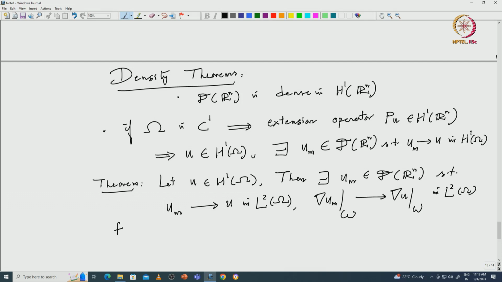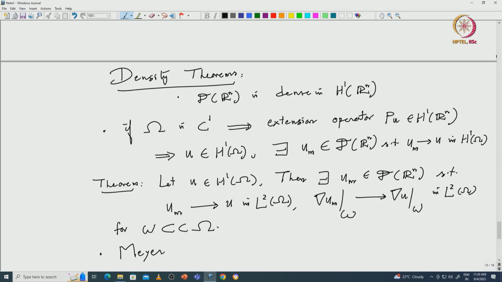for omega prime compactly contained in omega. These things you can use. So, the idea is that again you use some convolutions and things like that, and the proof of such things you have already seen.